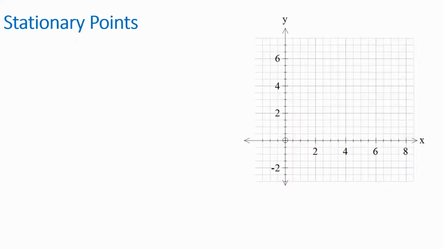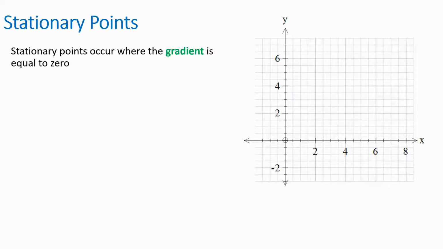Alright, second half, stationary points. So you found out how to find the tangent equation, normal equation. Now you're going to go to stationary points. Okay, now if you remember from last year, stationary points is just basically when the gradient is 0.